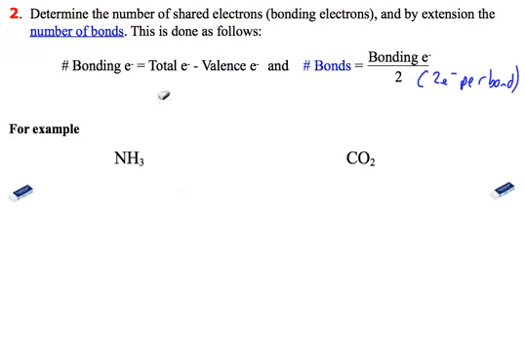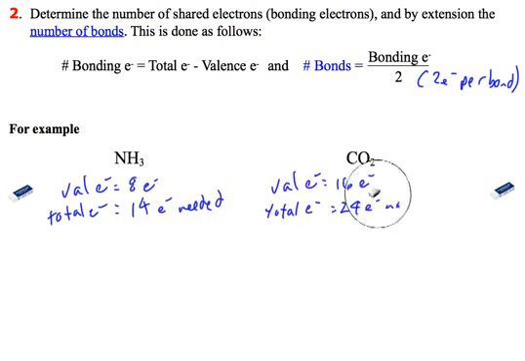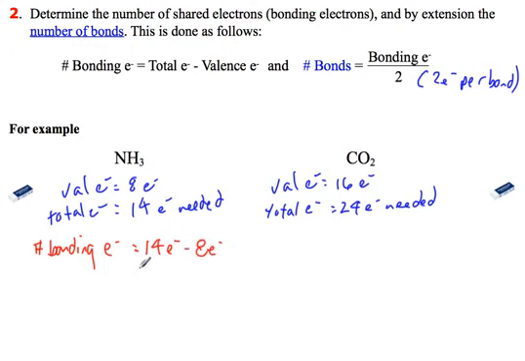So from our previous example, we already have some information, so let's get that out there. Now, bonding electrons is going to be, as it says, total electrons minus valence electrons. So that's 14 minus 8, which is going to equal 6 electrons. So therefore, number of bonds is bonding electrons divided by 2, or 3 bonds. So ammonia will have 3 covalent bonds.